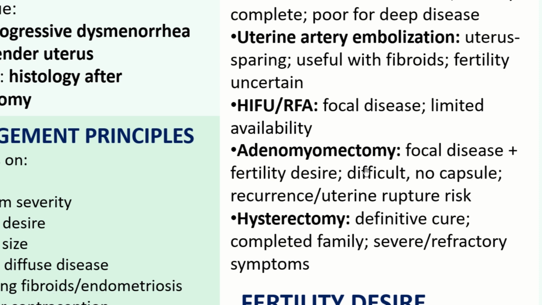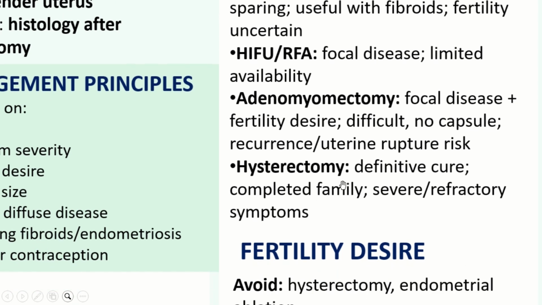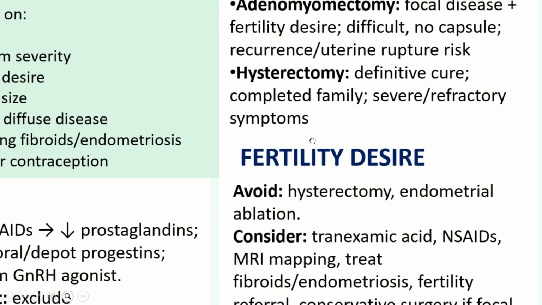But the problem is it's difficult, really. Remember, unlike fibroids, adenomyosis does not form a capsule, so it is a very difficult procedure. And as you remove that focal disease, you may actually perforate the uterus and have uterine rupture, or the risk of uterine rupture increasing with subsequent pregnancy. Then hysterectomy is the definitive cure, especially if someone has completed a family. Then you want to remove the uterus so that they don't continue to have this pain.